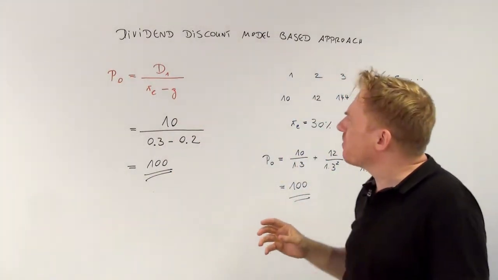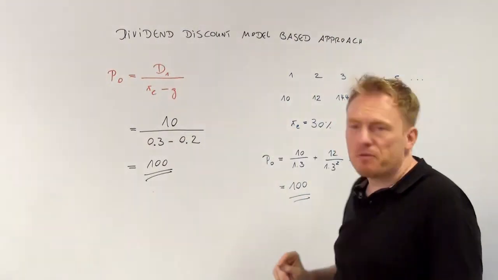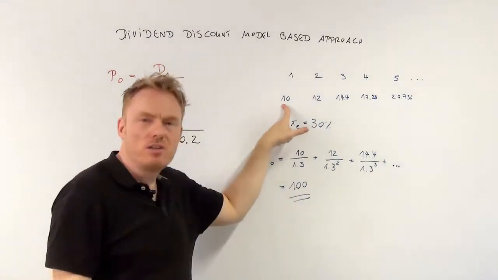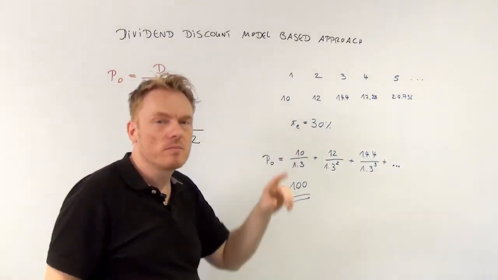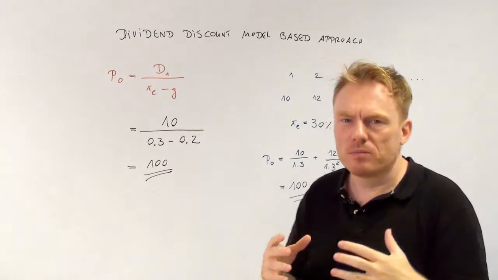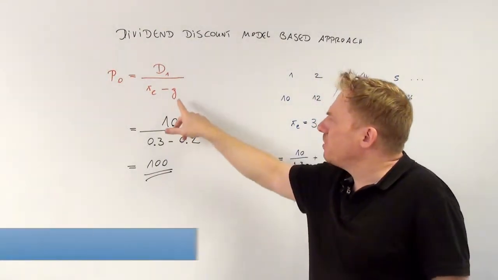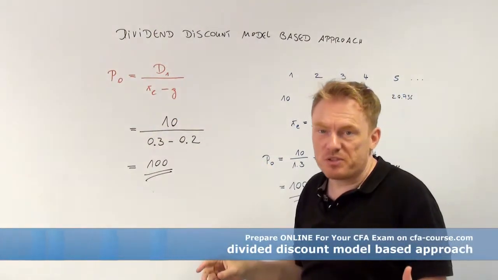We have a dividend, D index 1, in the first period. Say this dividend might be $10 in year 1. And we have a growth rate. The dividend may grow with a growth rate of G, say 20%.